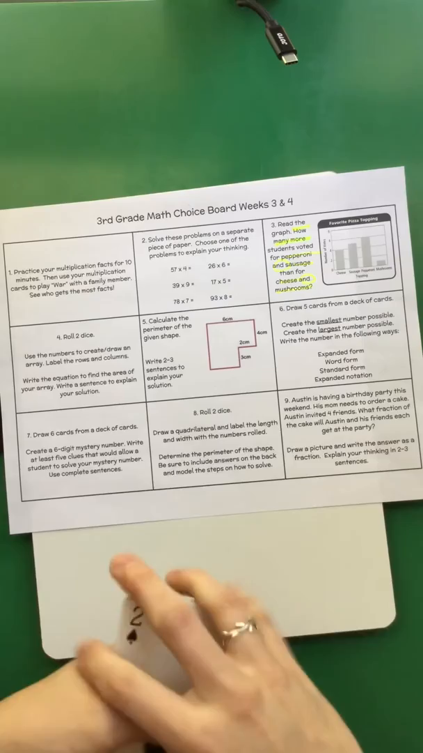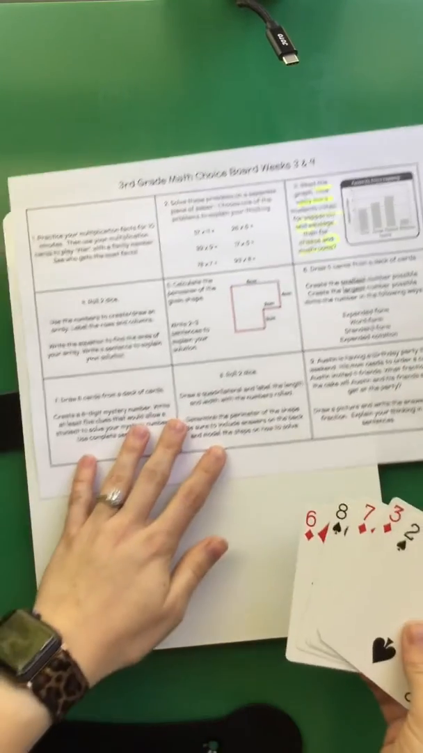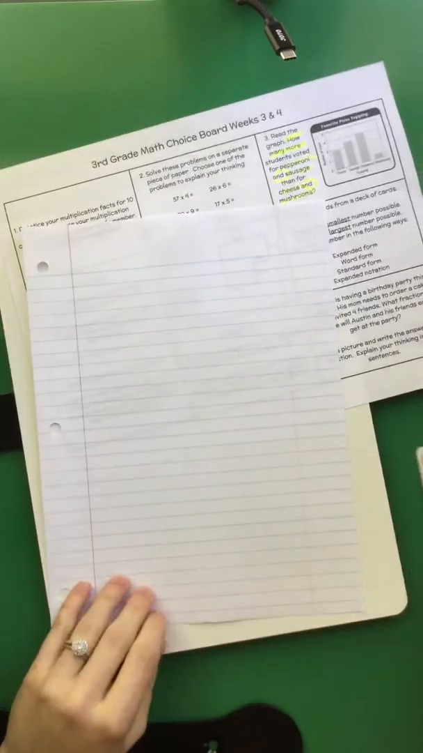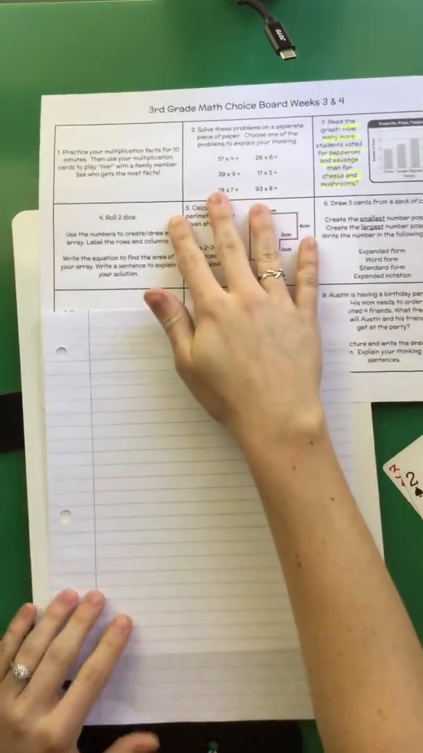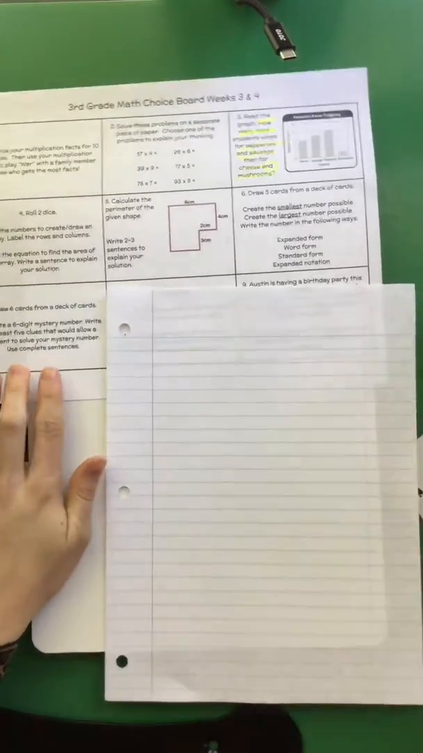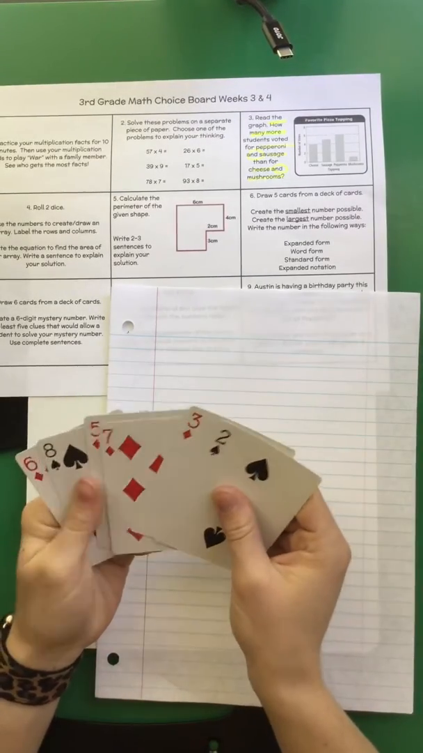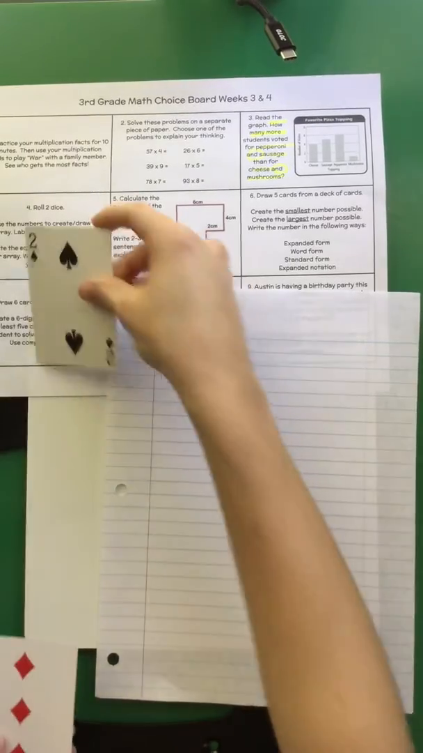All right, so draw 6 cards from a deck of cards. Got it. Create a 6-digit mystery number and write at least 5 clues that would allow a student to solve your mystery number. Use complete sentences. Let me get a piece of paper. All right, so we've got to create our mystery number now. I can do these in whatever order I want. I'm going to do mine in least to greatest.